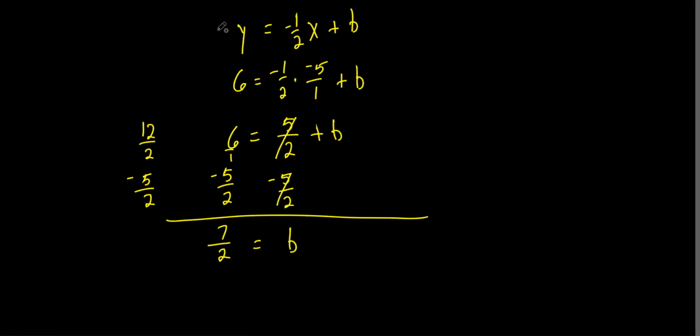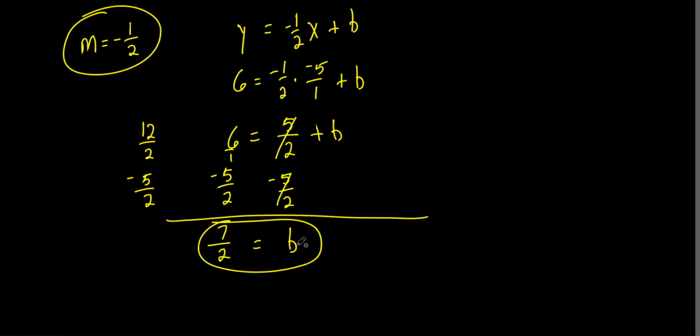So check this out. I know a slope. What did they tell me the slope was? They told me right off the bat. Negative what? So the slope was negative 1/2. I just found the y-intercept. What's the y-intercept? 7 over 2. It's not my answer. I need to write it in slope-intercept form. So how do I write it?